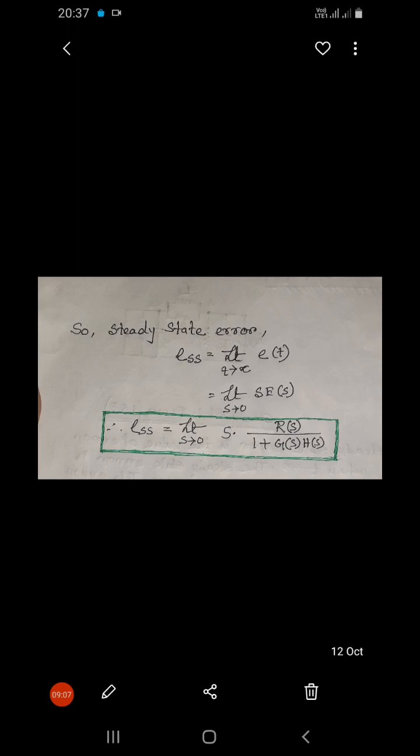So in this lecture I have defined steady state error and derived how we calculate it.